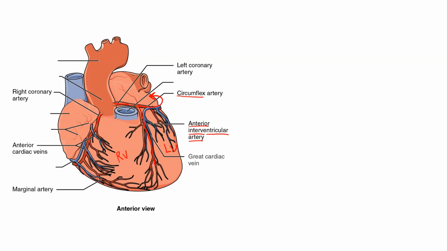And then there's a whole bunch of cardiac veins. So what I want you to recall here is that you have a right and left coronary artery. The left continues on to the circumflex and the posterior interventricular. The right just continues on. Off of all of these are these little branches called marginal arteries. There's a whole bunch of veins here.